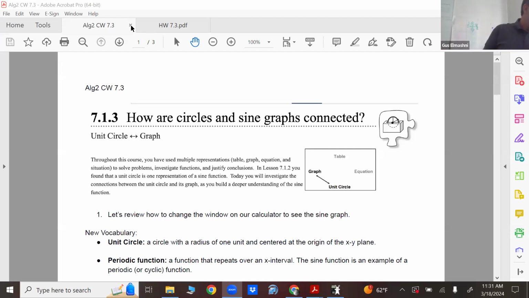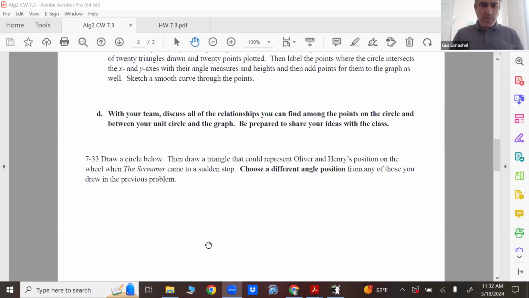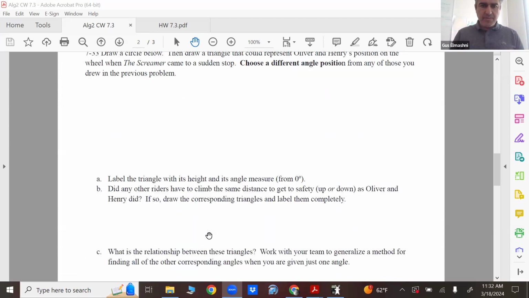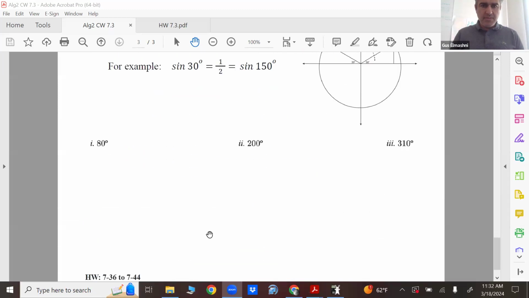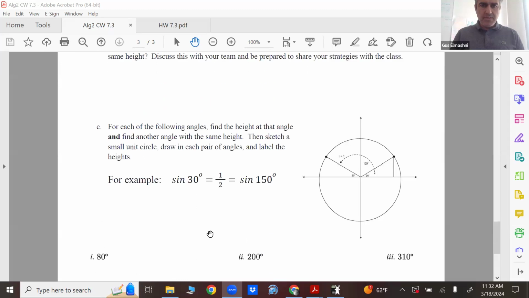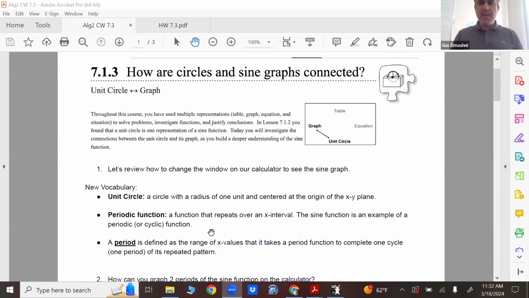Okay. All right. Let's talk about circles and sine graphs. Let me just scan the notes really quickly to make sure I know what we're dealing with here. So this is kind of an extension of what we did on Thursday with that little wheel and the cereal box. So let's start with number 1.